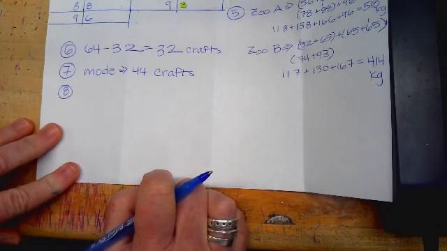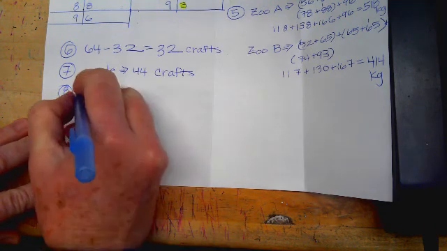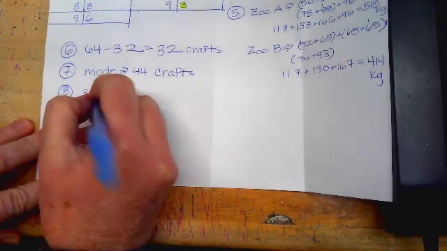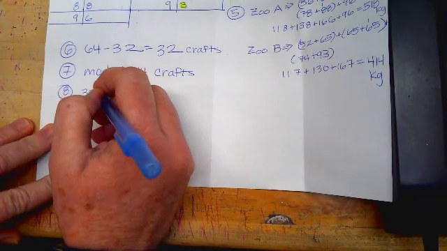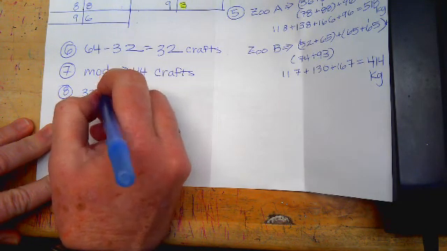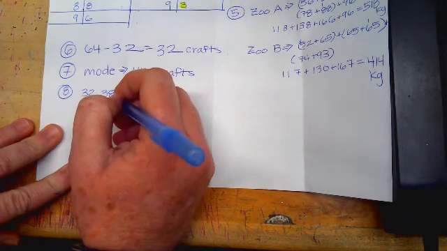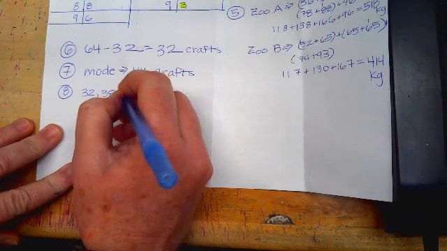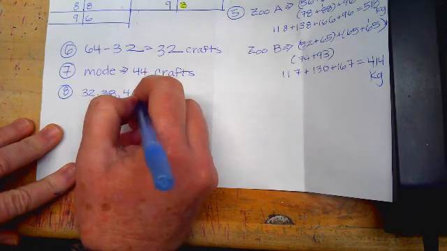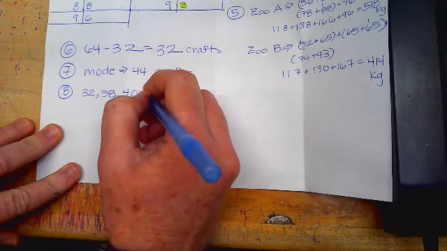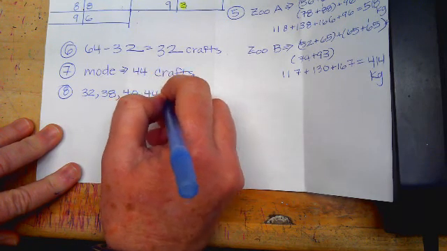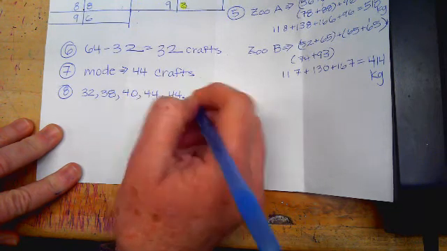All right. Number 8 is the median. Now, this is going to be tricky because to find the median, you have to list the data in order from least to greatest. If you don't, it is impossible to find the middle number. So I'm going to start out by listing them. I start out with 32 is my smallest number. And then from 32, I have 38.